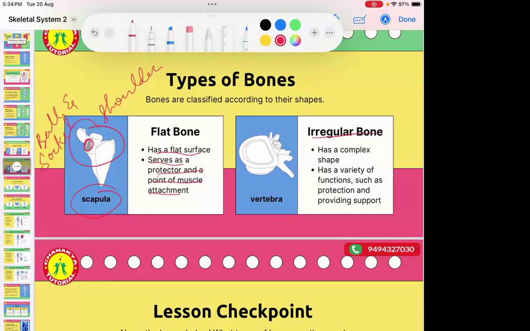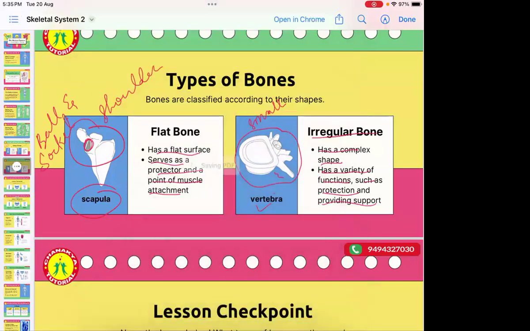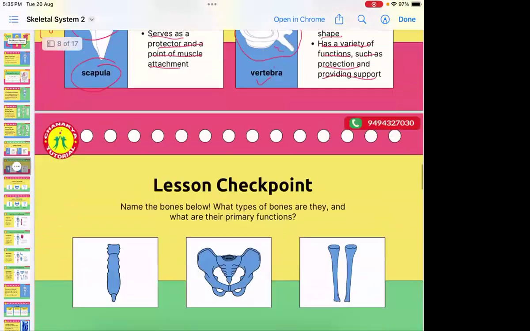Whereas the next one is an irregular bone. It means it has a complex shape. So you can see the shape of this bone. It does not have any fixed shape. You can see how complex it is. The example is vertebra. Vertebrae are basically these small bones present along the spine. They have a variety of functions such as protection and providing support.